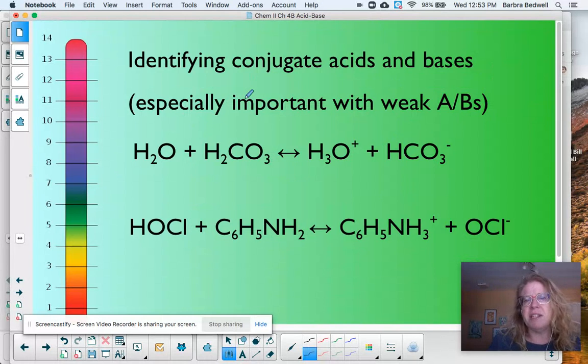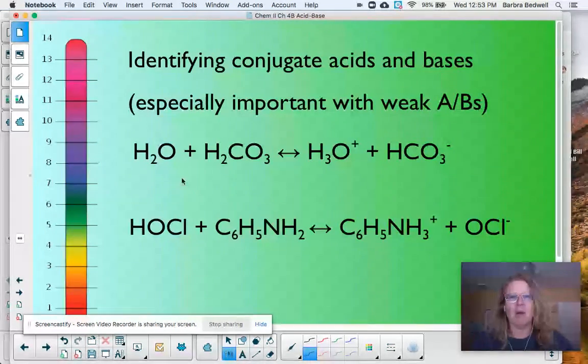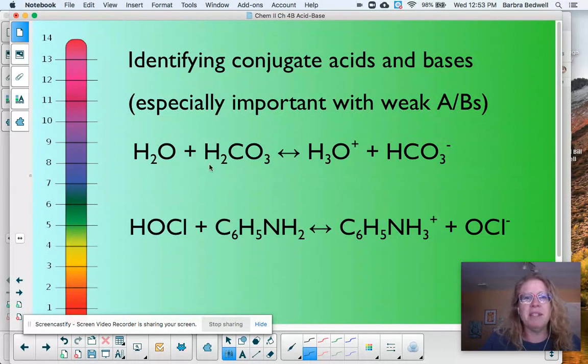Identifying conjugate acids and bases is particularly important with some of this unique acid-base behavior, like weak acids or things that are not obvious bases. Strong acids and bases, it's really easy to tell. But with situations like this, it's a little more awkward. So here we've got water, and this is carbonic acid, hydrogen carbonate. So if you take a look at this, which one is acting like the acid? Which one is donating a proton?